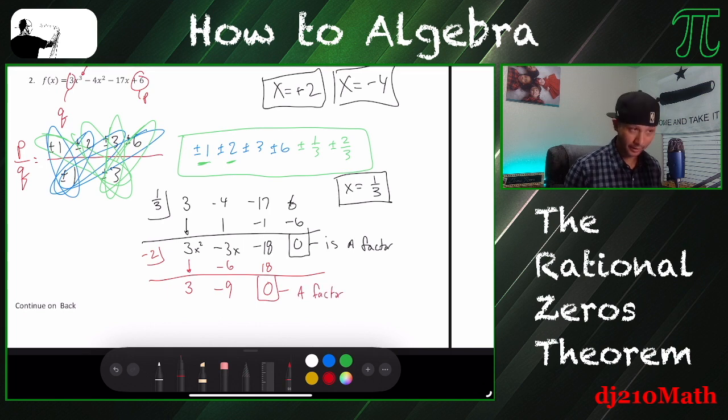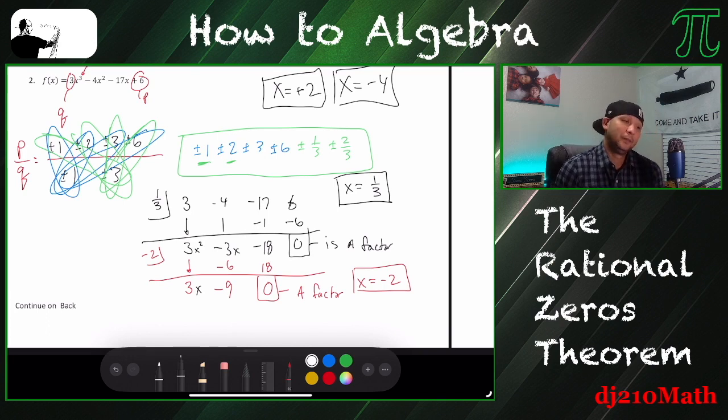What's a factor? Negative 2, right? X minus 2 is a factor. Or x plus 2 is a factor. X equals negative 2 is a solution. So this means that it was x squared. We decrease it by 1. So x, basically. So 3x minus 9.